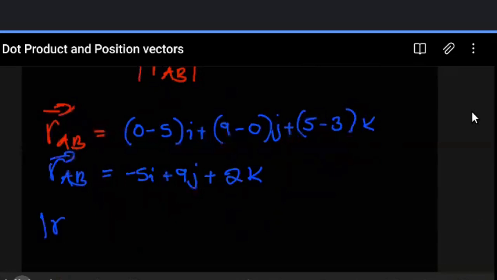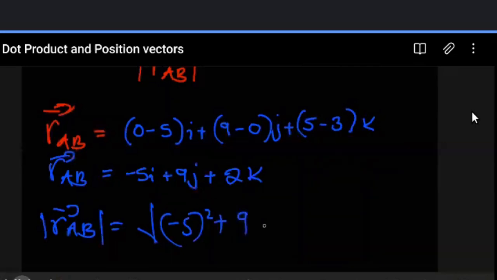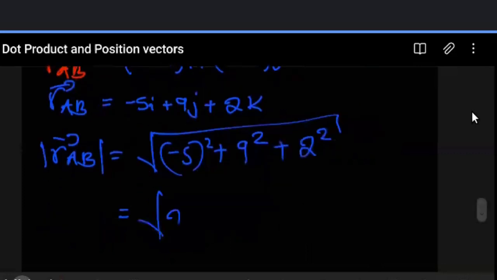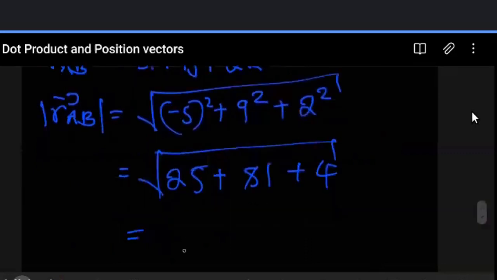Now we get its magnitude. So we're going to have the square root of minus 5 squared plus 9 squared plus 2 squared. So that this is 25 plus 81 plus 4. You see that we're going towards the same answer we had earlier on, root 110.